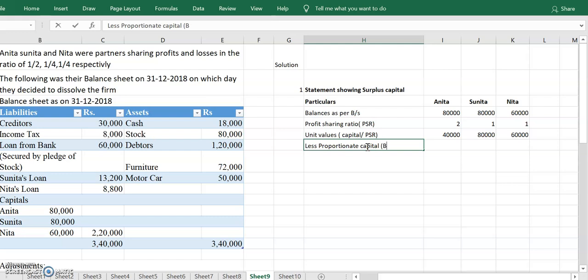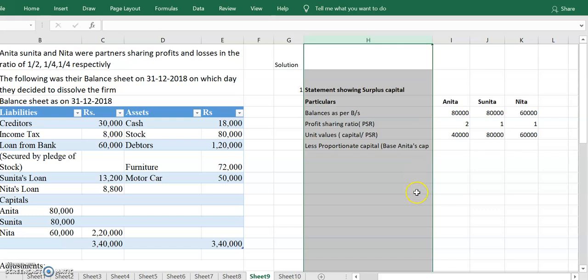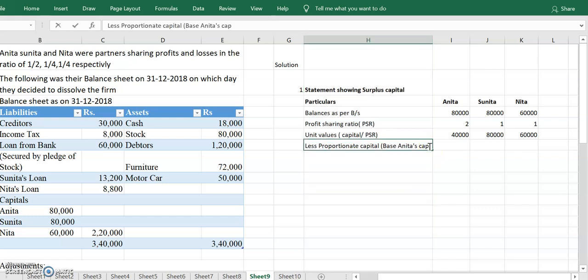You can say consider the base of A, or Anita's capital. So you consider the base of Anita's capital. So capital 40,000 into Anita's ratio, 40,000 into 2, that will be 80,000 for Anita. Again, 40,000 into Sunita's ratio, it is 40,000. Then 40,000, that is the base capital, into Nita's profit sharing ratio 1, that is 40,000.